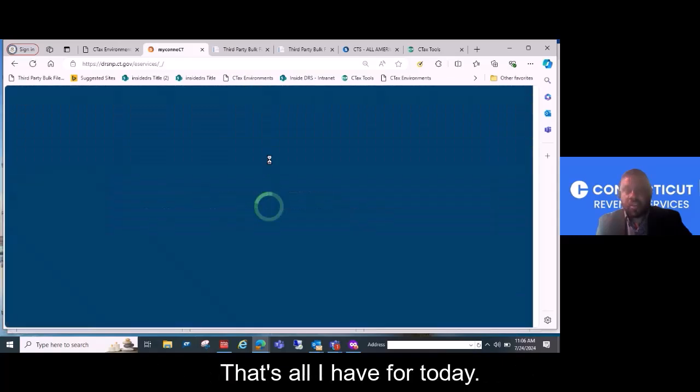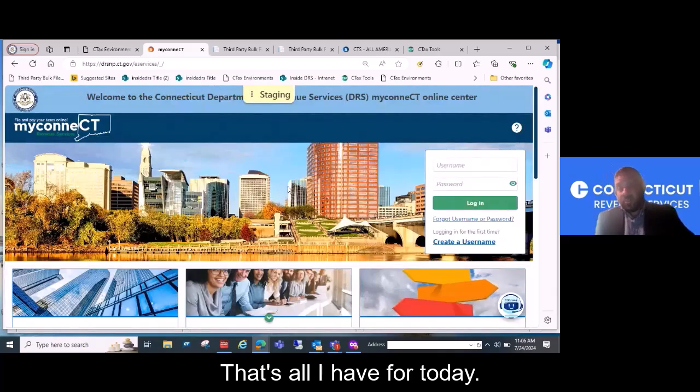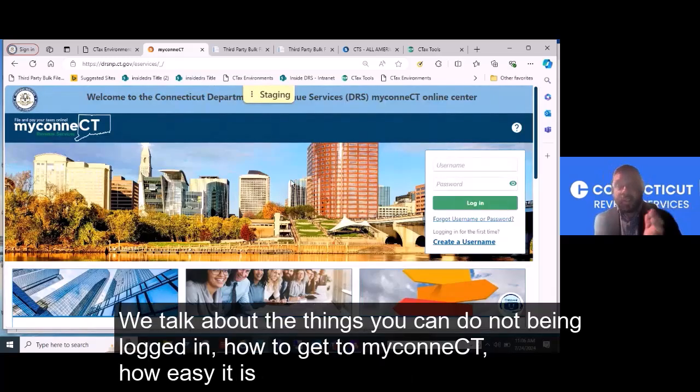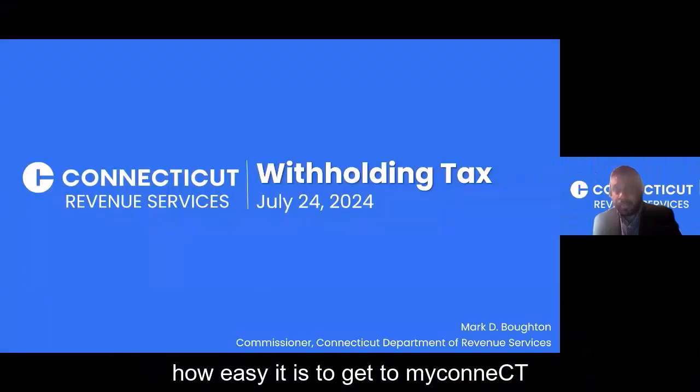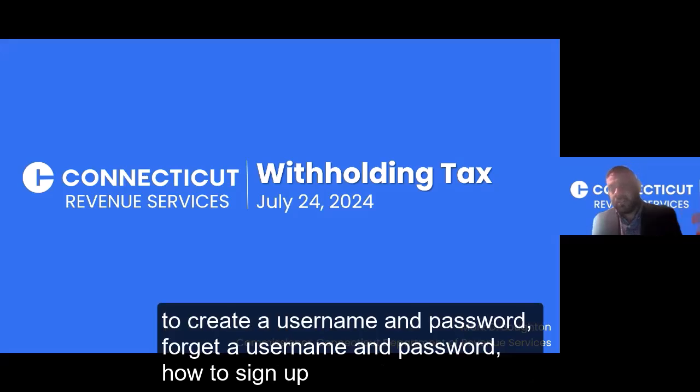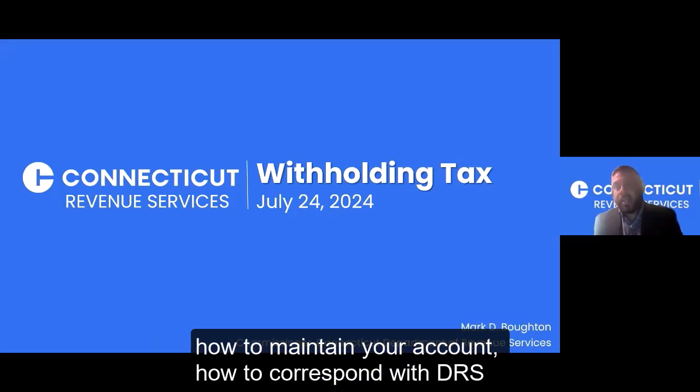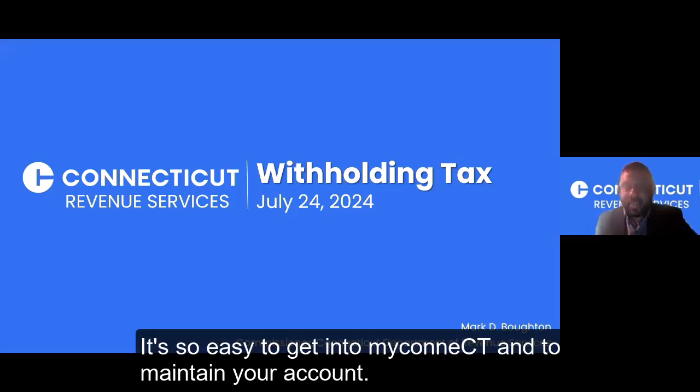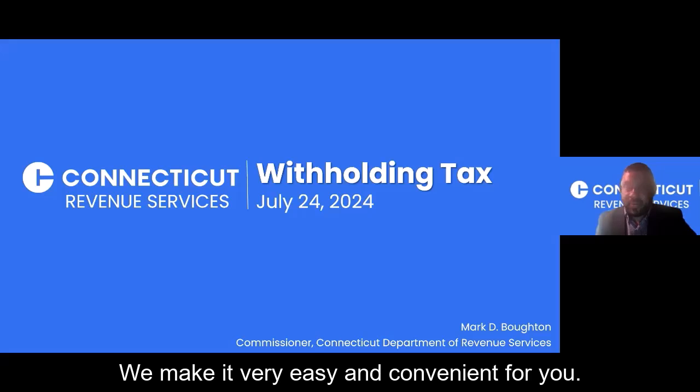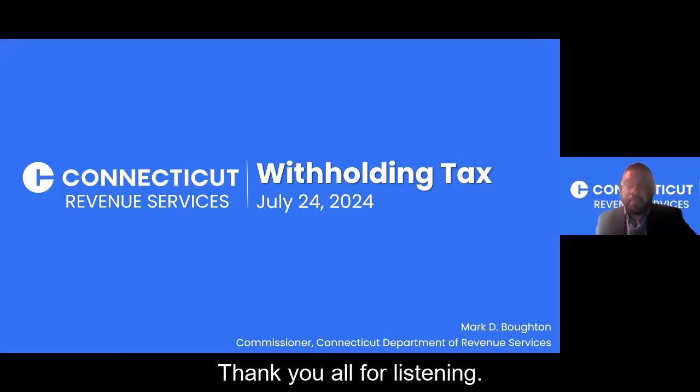And that's all I have for today. We talked about the non-logged in, how to get to My Connect, how easy it is to get to My Connect, to create a username and password, forget a username and password, how to sign up, how to maintain your account, how to correspond with DRS, file a CT941, make a payroll payment. It's so easy to get into My Connect and to maintain your account. We make this very easy and convenient for you. And thank you all for listening. Back to you, Mr. Carter.